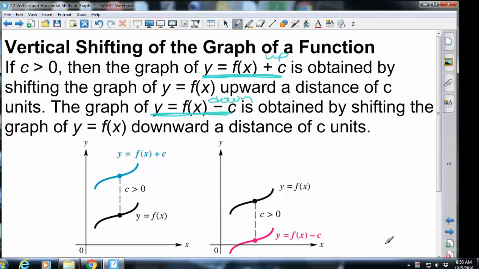Okay, so make yourself a little note. You don't have to write that whole thing, but maybe the two pieces I underlined. If you have a function plus a number, you move up. A function minus your number, you move down. Outside your function, changes y, does what you think. Positive up, negative down.